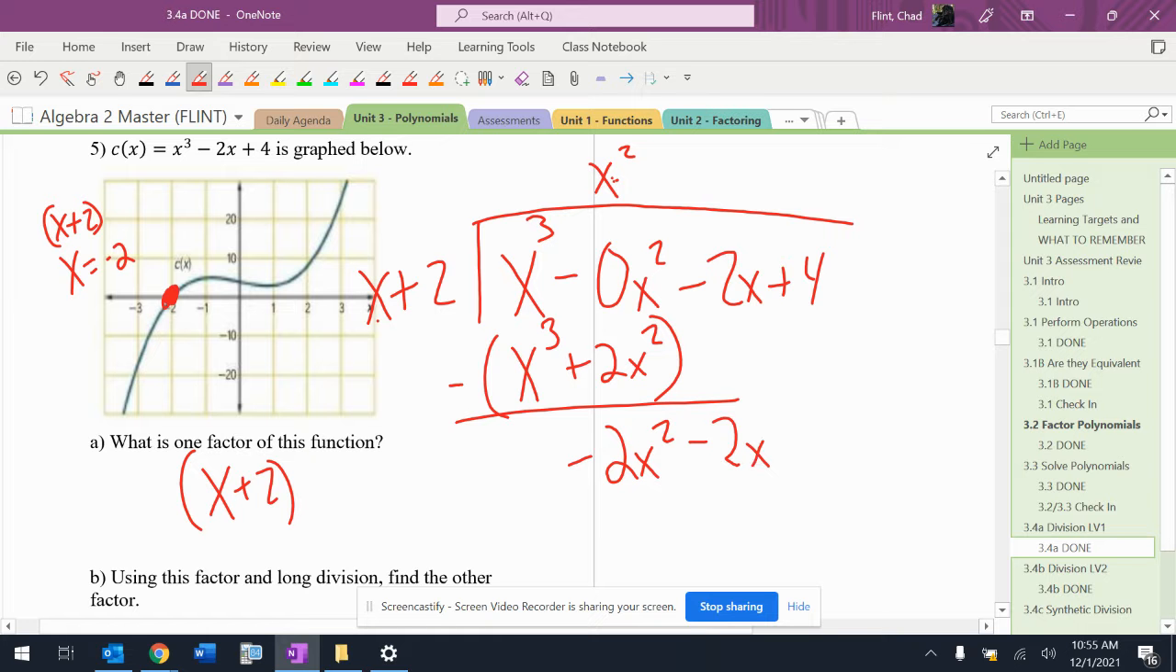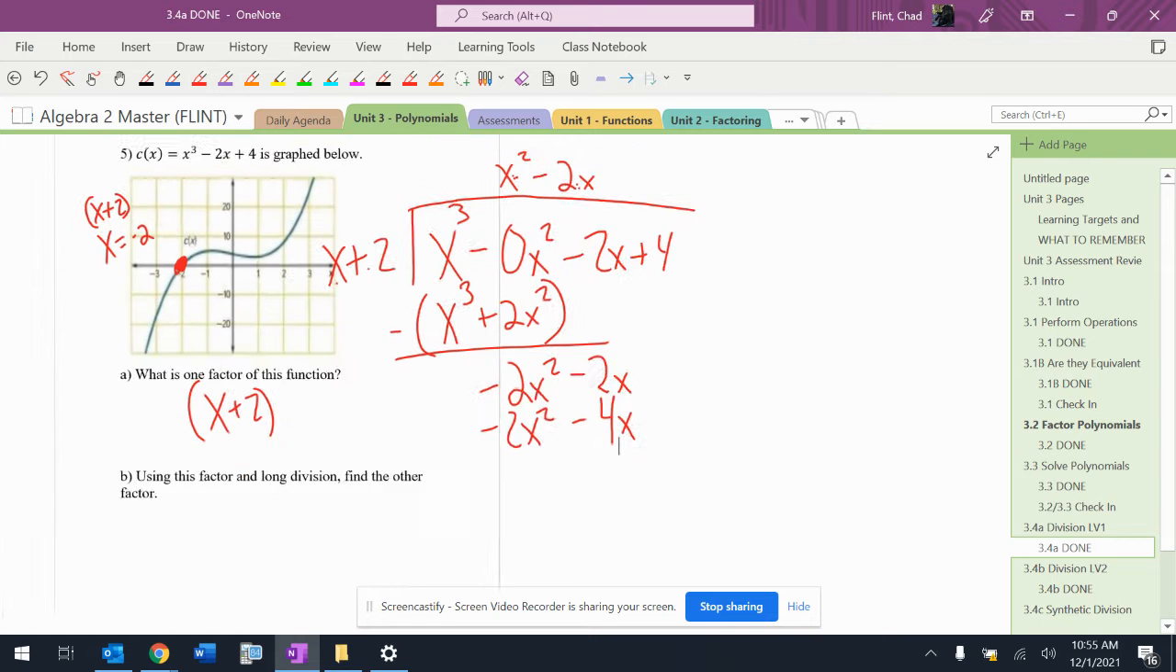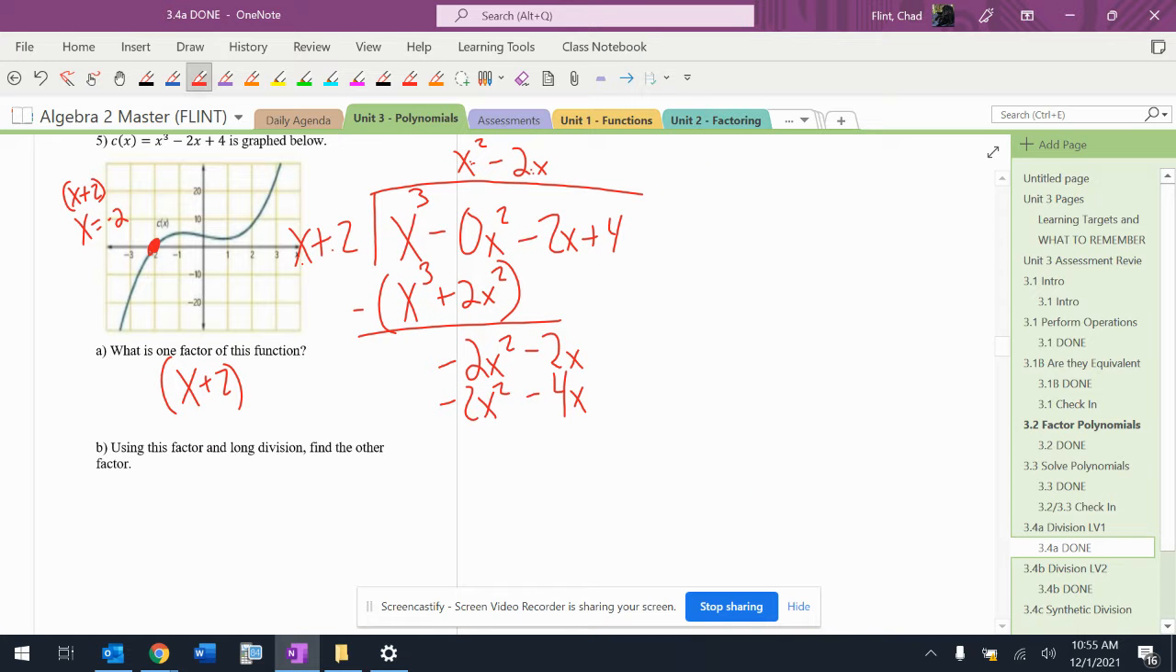How do we get a negative 2x squared? I'm going to multiply by negative 2x. So negative 2x times x is negative 2x squared. Negative 2x times 2 is negative 4x. I make sure I'm thinking while I'm talking. Subtract those. Negative 2x squared minus 2x squared. Again, use the calculator with these negatives. Cancels. Negative 2x minus negative 4x is going to give me 2x. All right, bring down the plus 4.